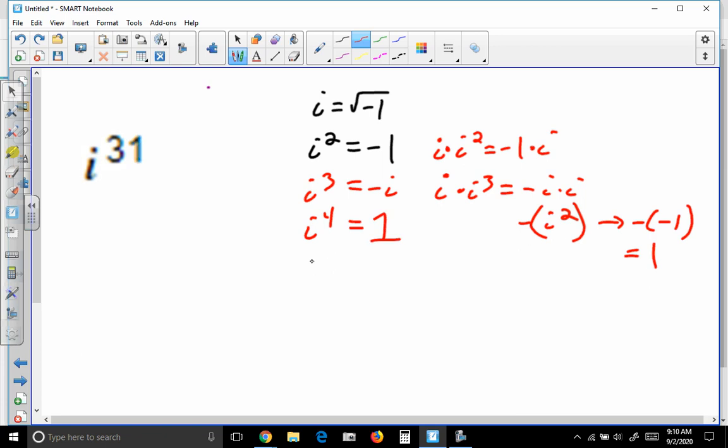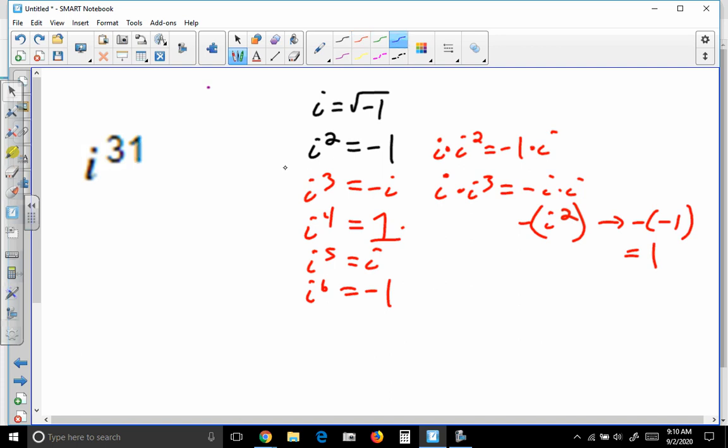So that's just 1. And then if we did i to the fifth, it would be both sides times i, so 1 times i would be i. If we did i to the sixth, we'd multiply both sides by i, and that would give us i squared, which is negative 1. And we would fall into this pattern. Every fourth time we would repeat: i, negative 1, negative i, 1. But we don't want to do that all the way up to 31. If we go all the way up to 31, then that's going to take a while.